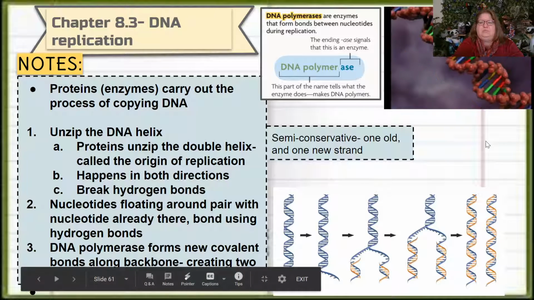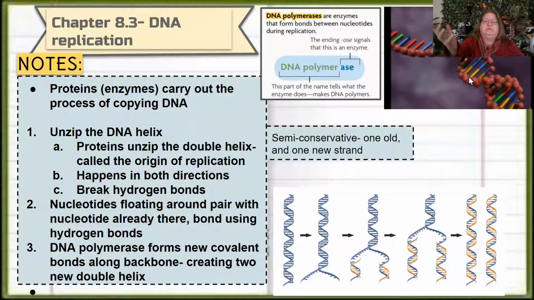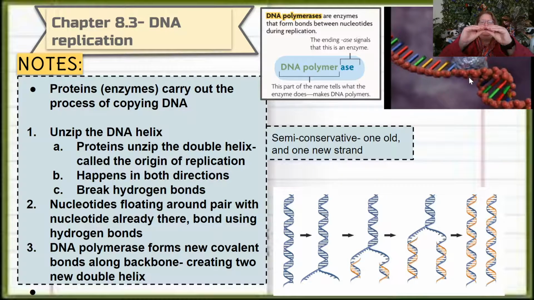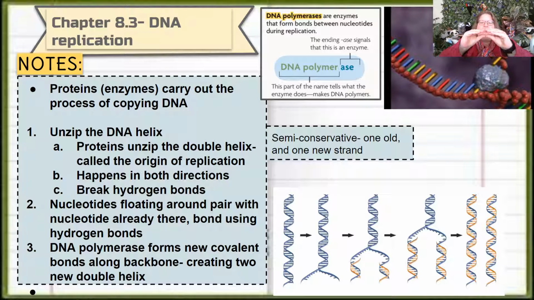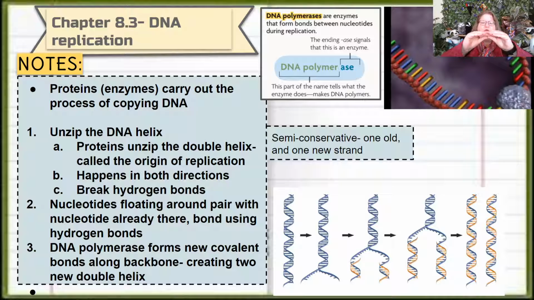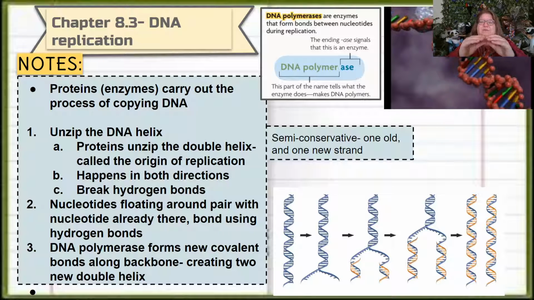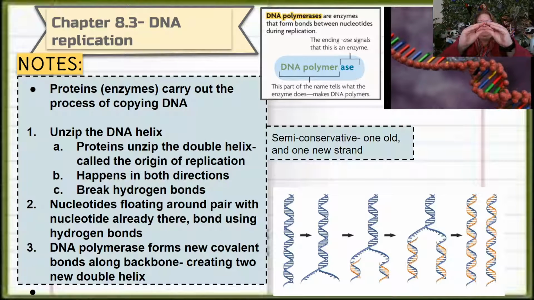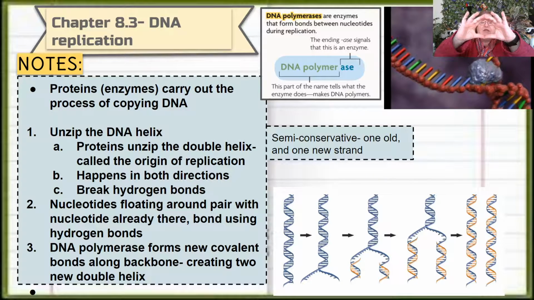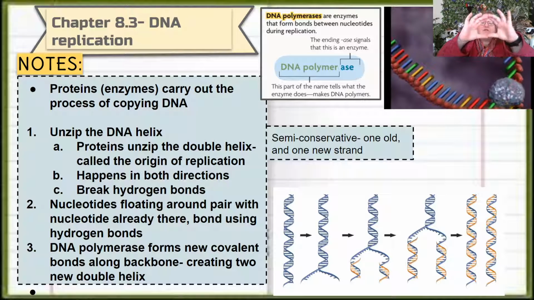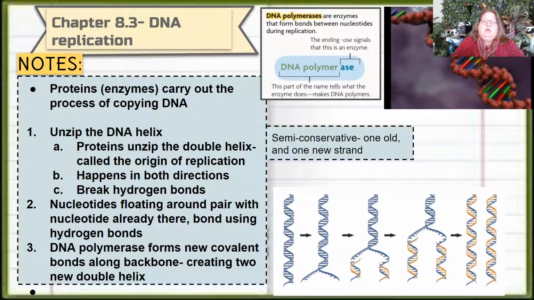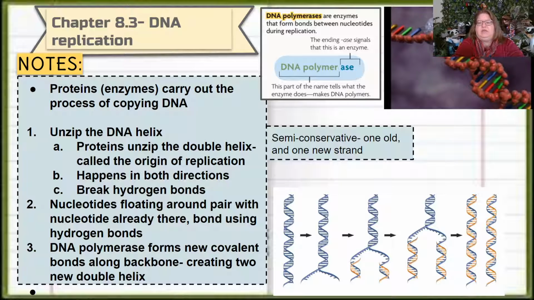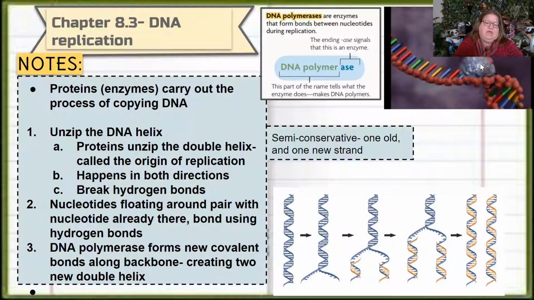Now, that's going to happen in both directions, although this diagram only shows it happening on one side. But just like a zipper, we're going to unzip, but not like a zipper. You're going to unzip a zipper at both ends. So it would be like opening both sides of the DNA. You'd have one over here and one over here, a replication fork. Now that enzyme is going to break the hydrogen bonds that holds the two strands together.